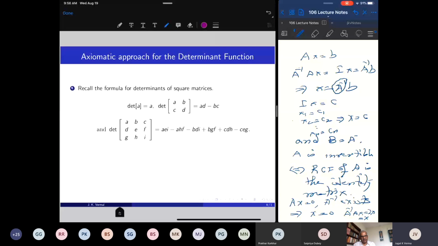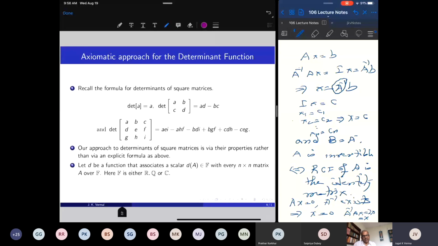So it becomes more and more complicated as the size of the matrix increases. Okay? So we want to approach the theory via their properties. Okay? So we will say that a function is a determinant function if it is acting on n by n matrices, where the entries are taken from some number system. The number system could be the system of real numbers or complex numbers or rational numbers.